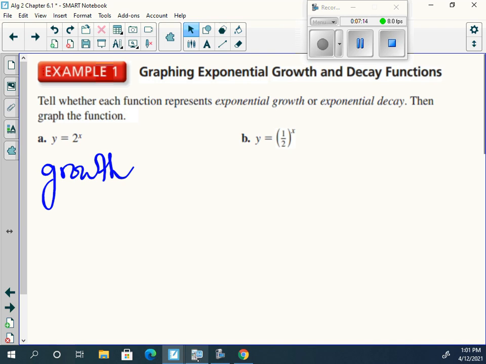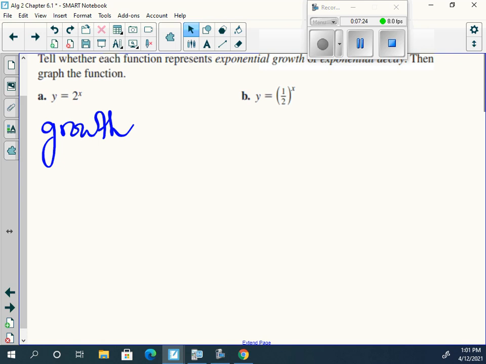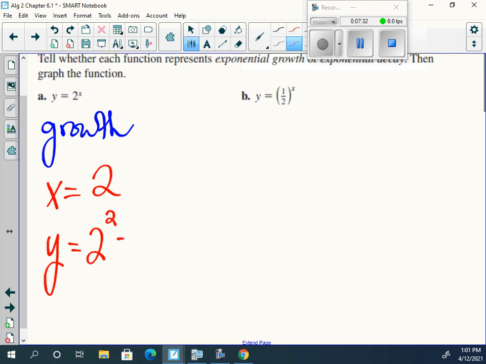Any questions on this here? We good with this? Now, if I wanted to evaluate this for, say, x equals 2, we could just do y equals 2 to the second, which would be 4, yes? If we want to evaluate it for a number, we can just plug it in for x.